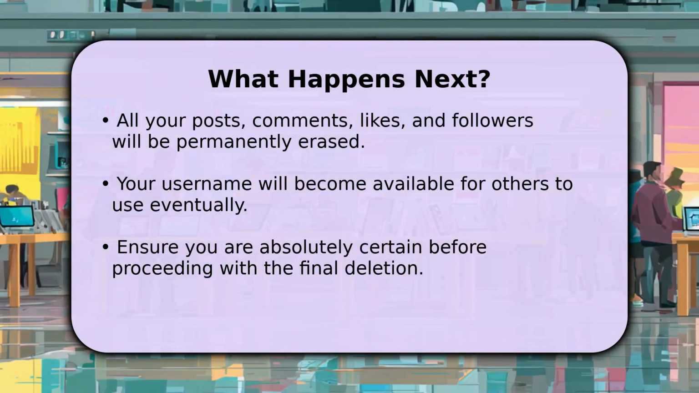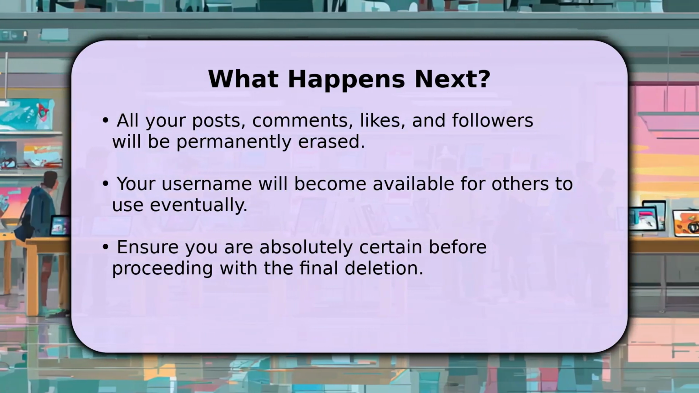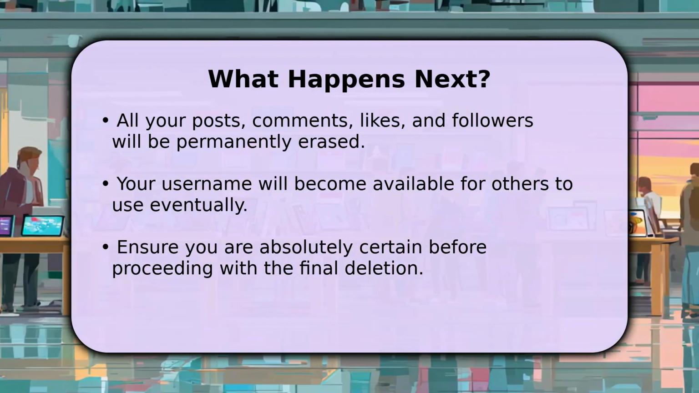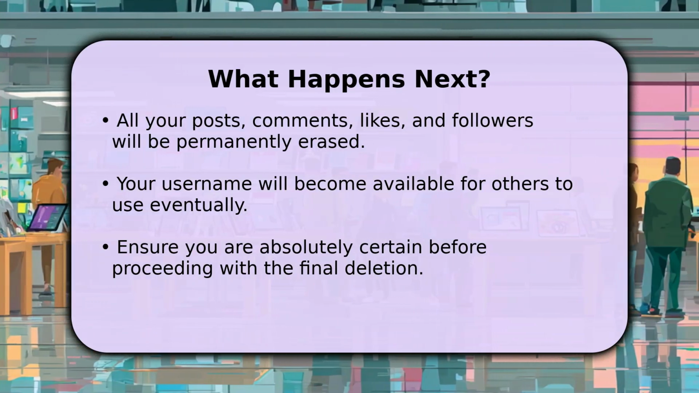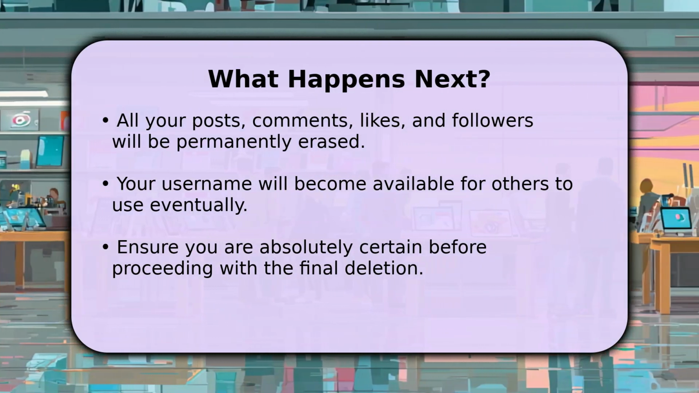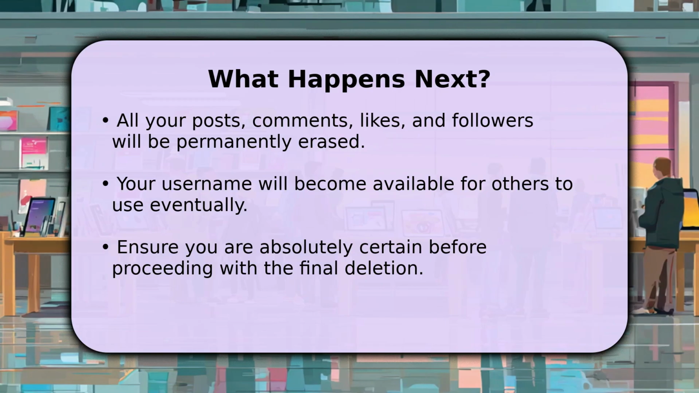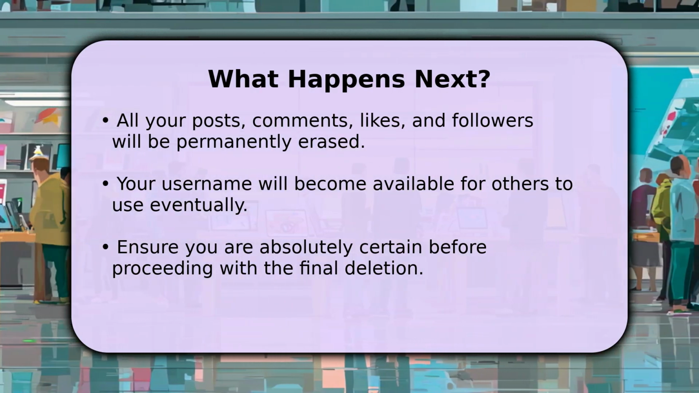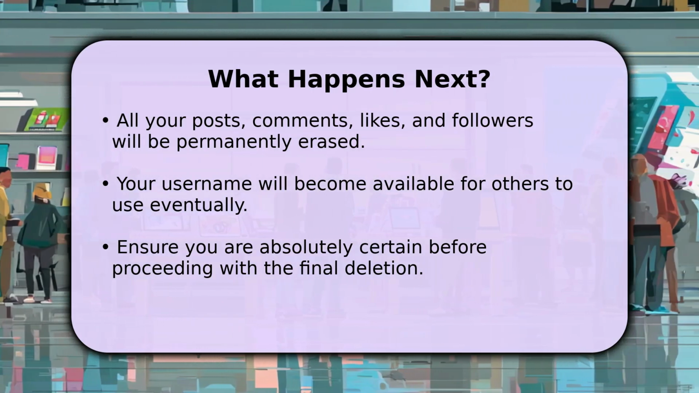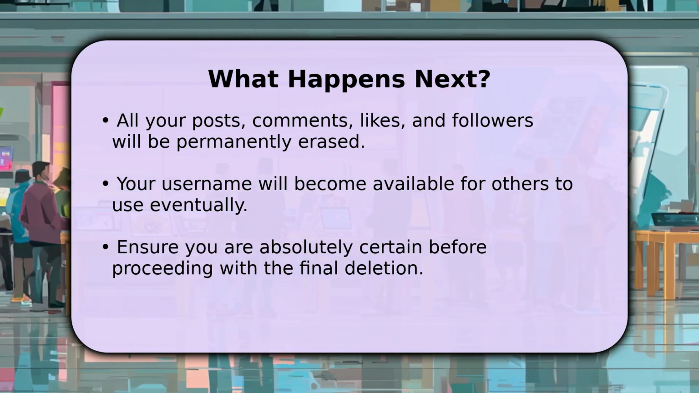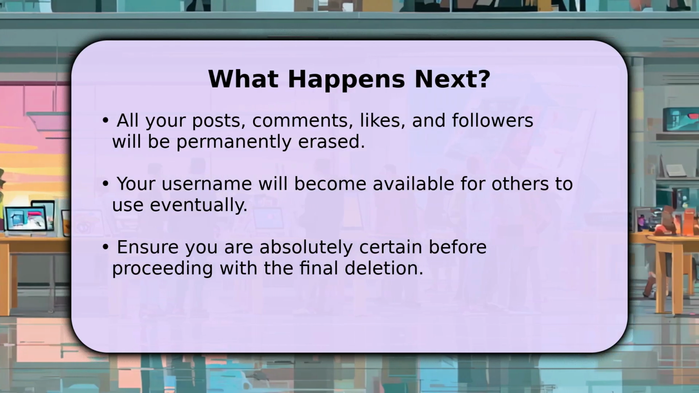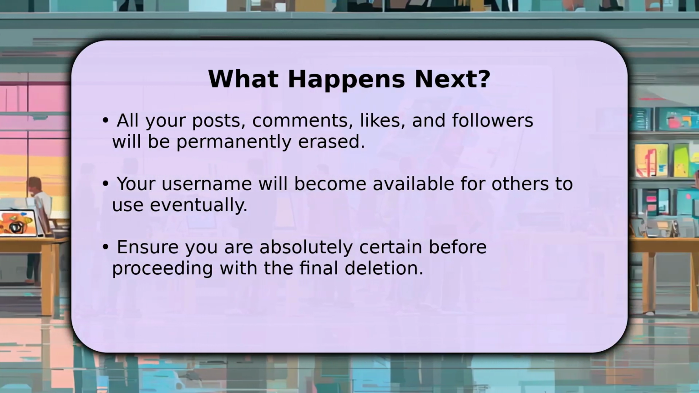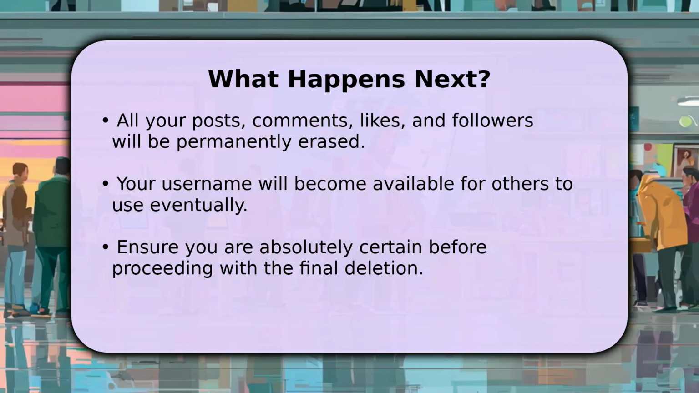After the 30-day waiting period, your Instagram account and all associated data will be permanently erased. This means every photo, every comment, every like, and all your followers will be gone forever. Your username will eventually become available for others to claim, so there is no turning back. Make absolutely certain this is what you want, as the decision is final and irreversible once the grace period expires.